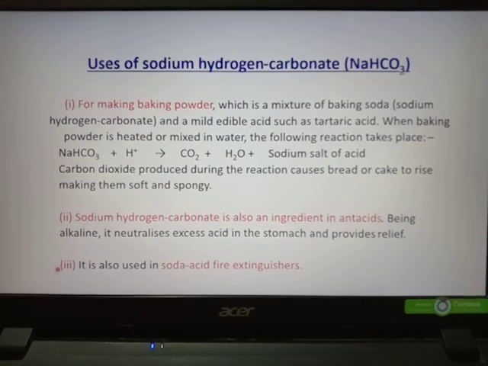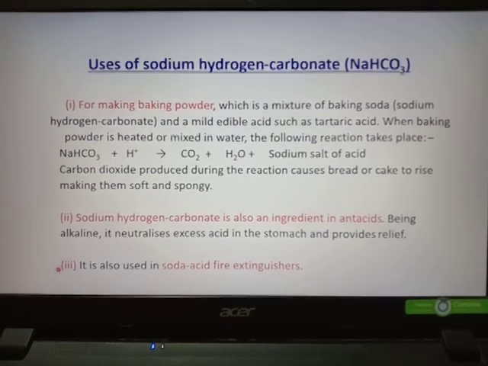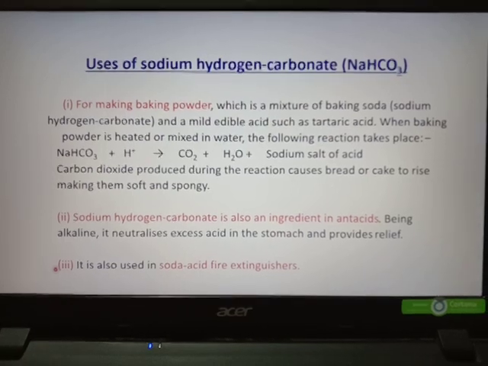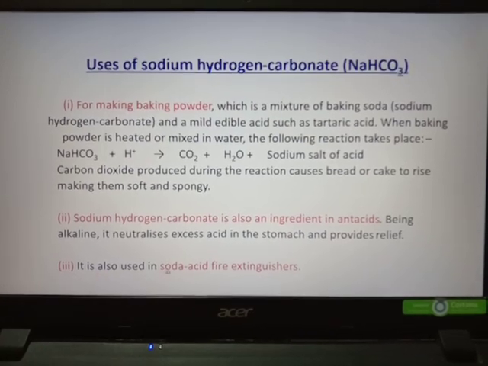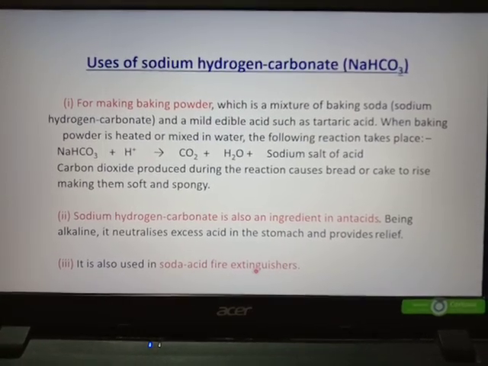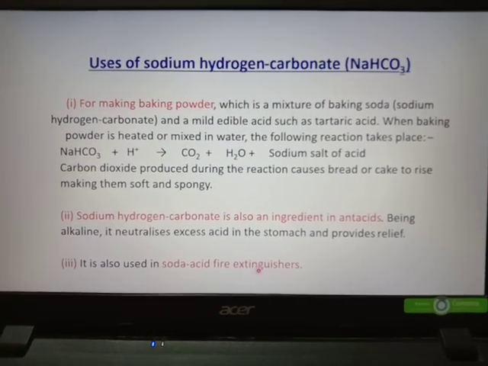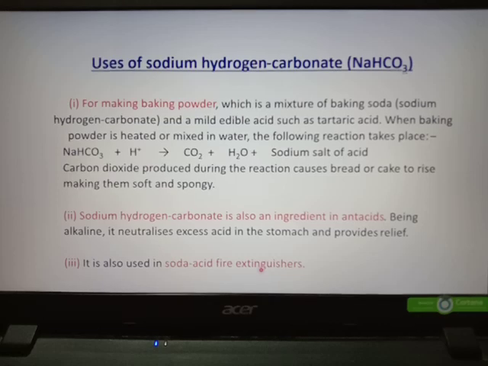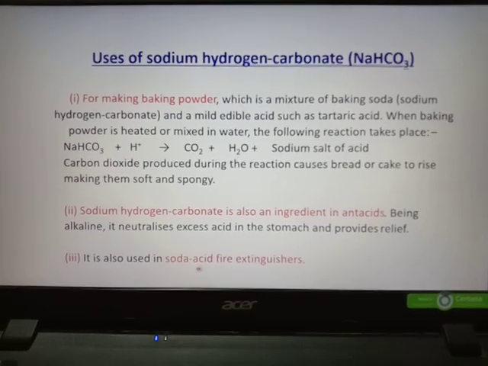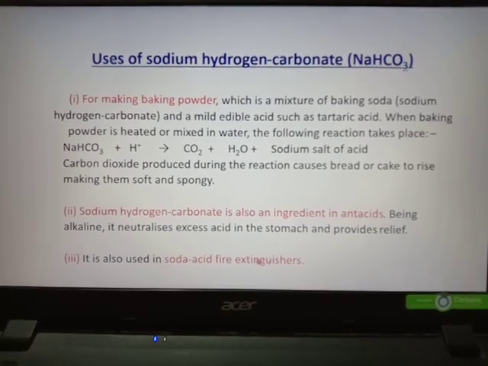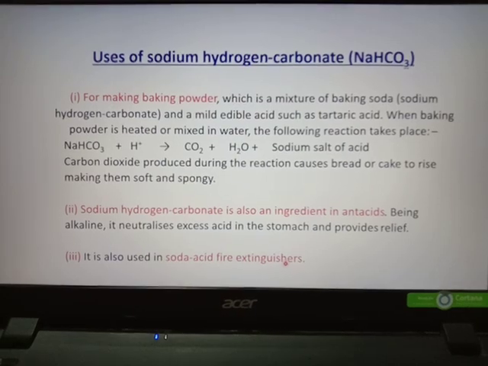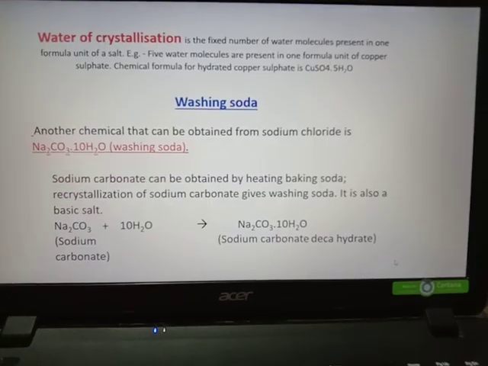And the last one, it is also used in soda acid fire extinguishers. Soda acid fire extinguishers means the extinguishers in which carbon dioxide gas is produced. Carbon dioxide never burns in air, and it extinguishes the fire.